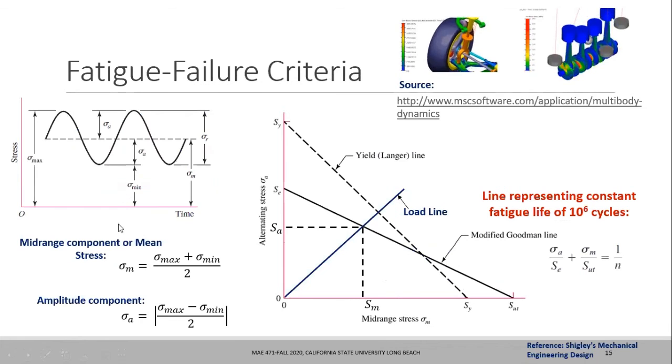So this slide captures what we have just discussed, how to calculate the factor of safety. For example, using the simulations, you know what the maximum and minimum stresses are. You can find the mid-range component and you can calculate the amplitude component. On the horizontal axis, you plot the mid-range component. On the vertical axis, you plot the amplitude component.